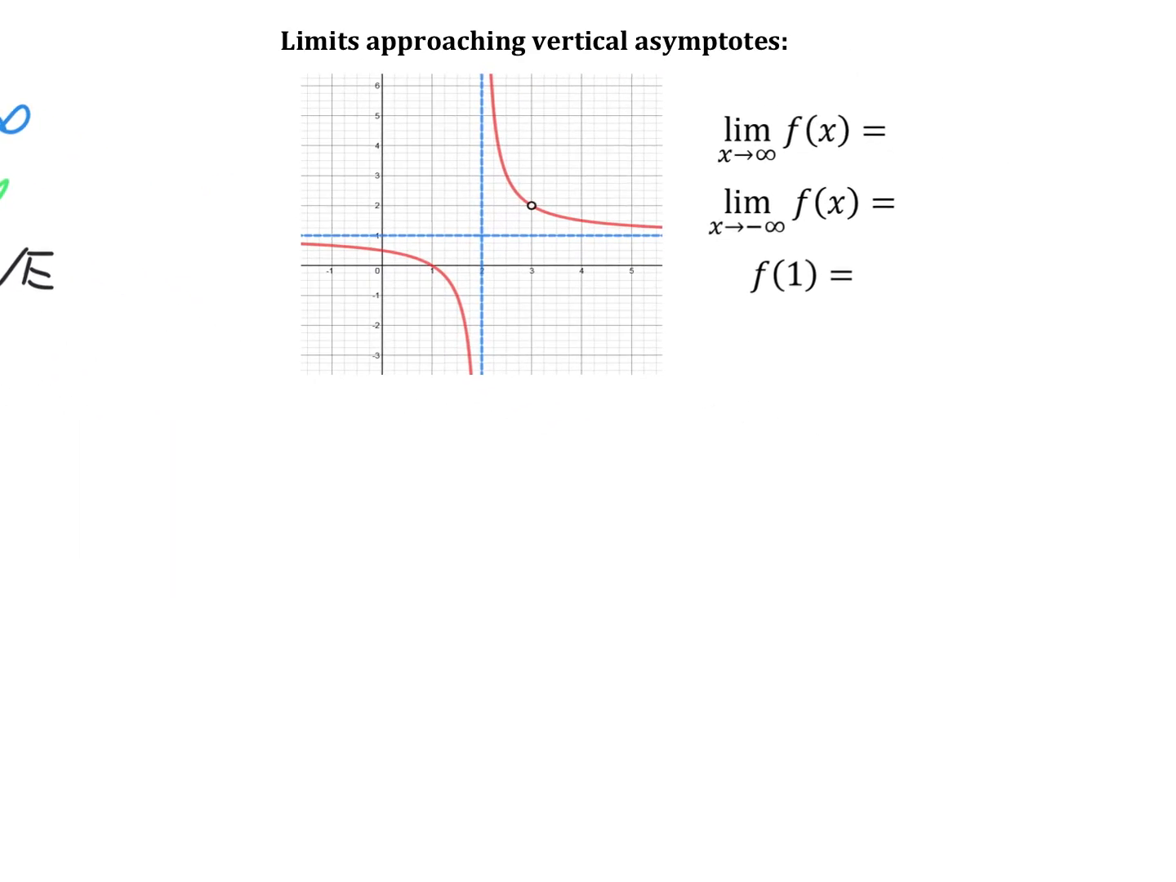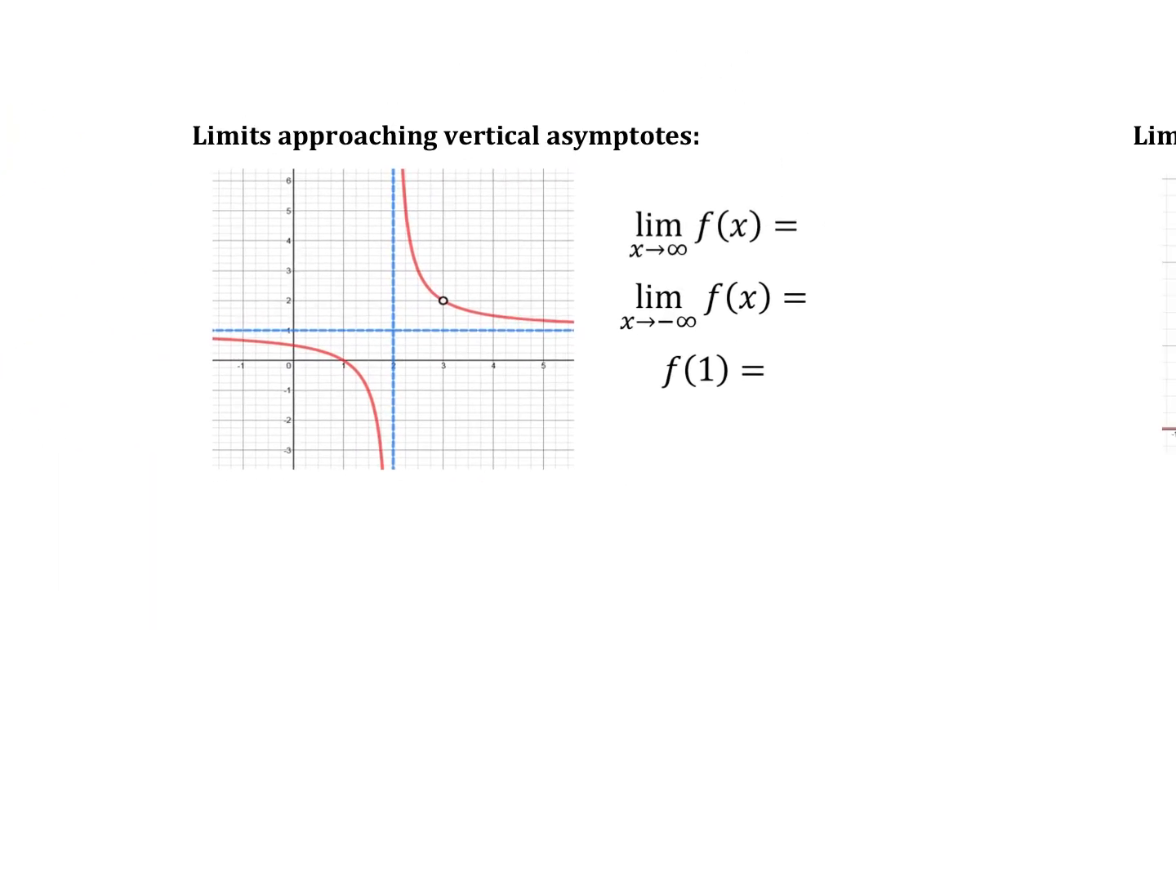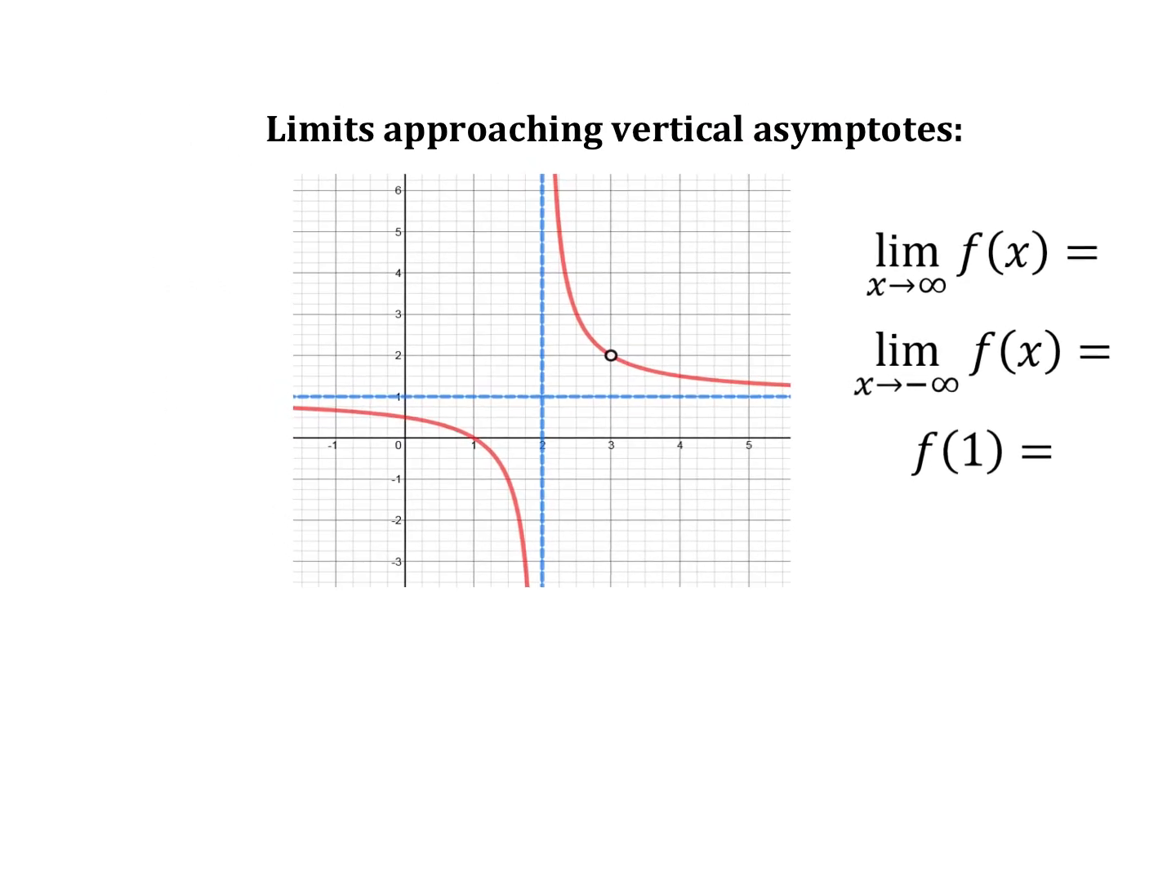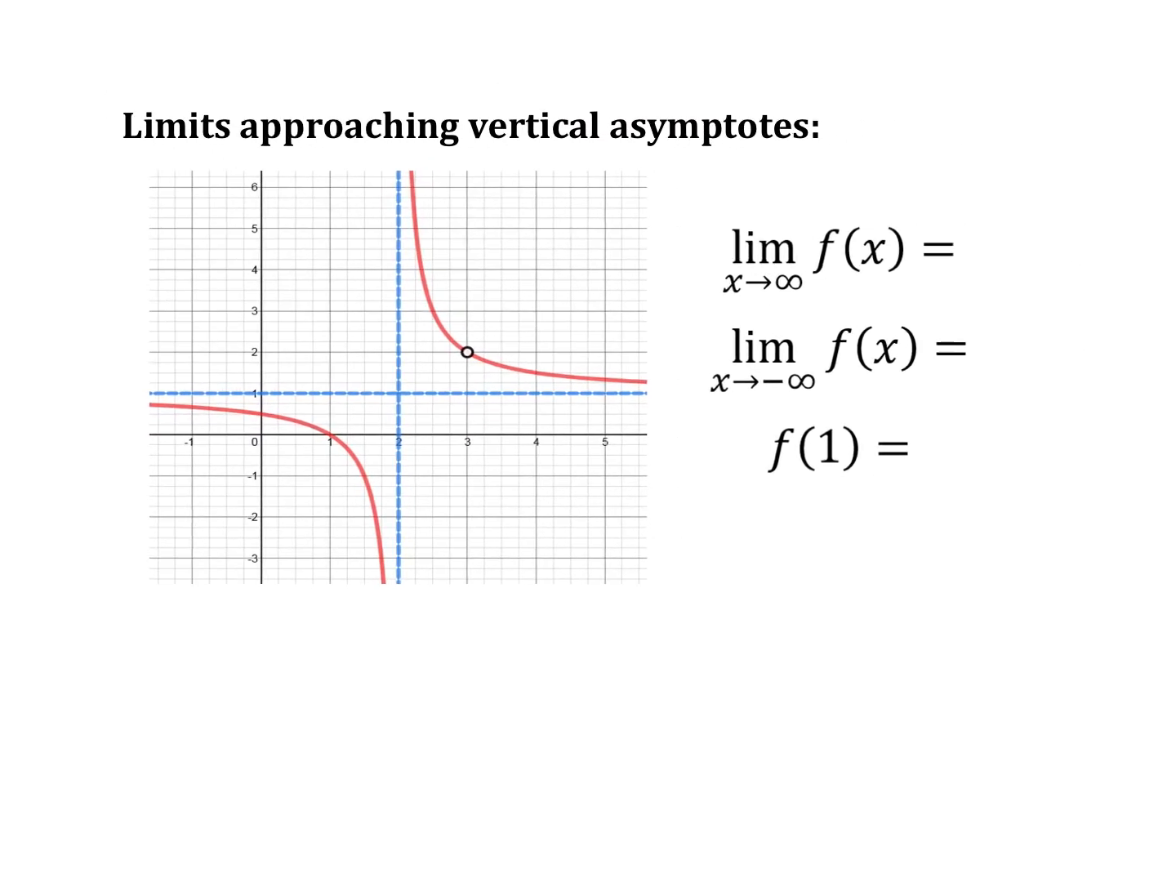Next one. Right and left hand end behaviors. As x goes to positive infinity, forever to the right, we are approaching a value of 1. If we go forever to the left, we're approaching a value of 1. There's a horizontal asymptote. f of 1, when x is 1, what is the f of x value? What is the y value? Well, that is 0.